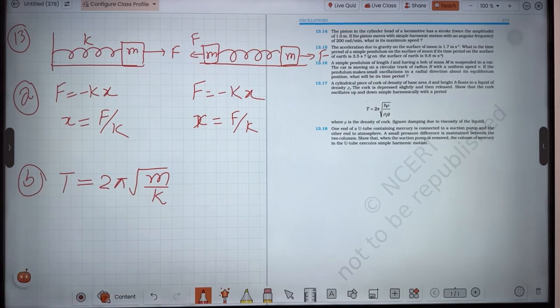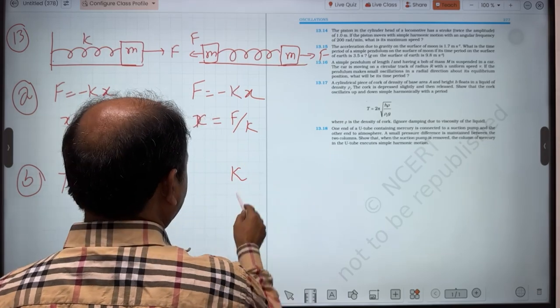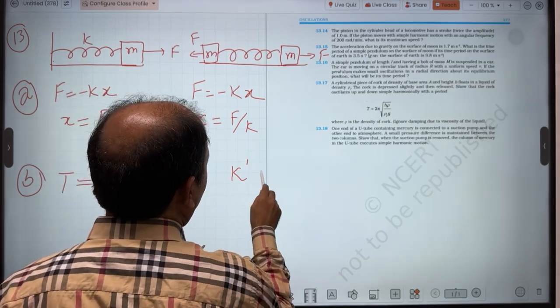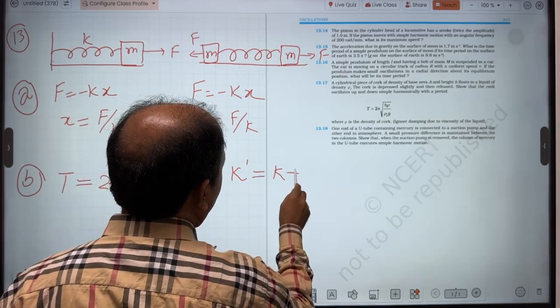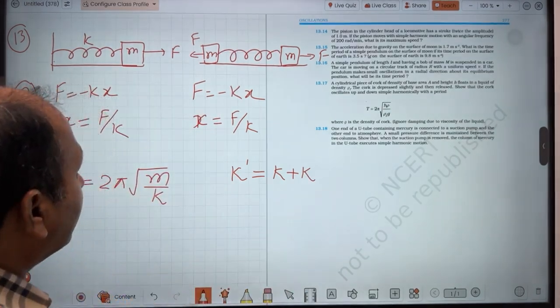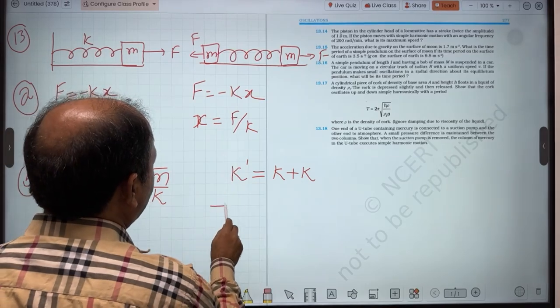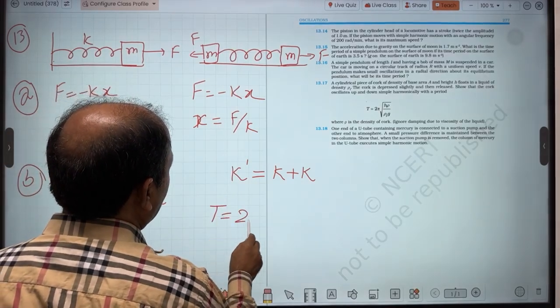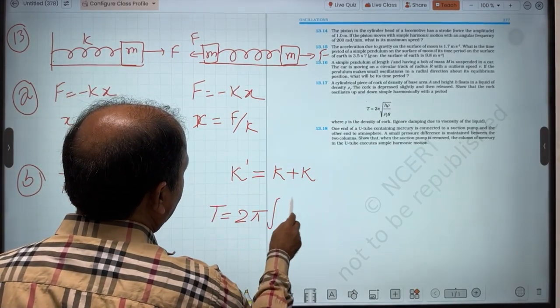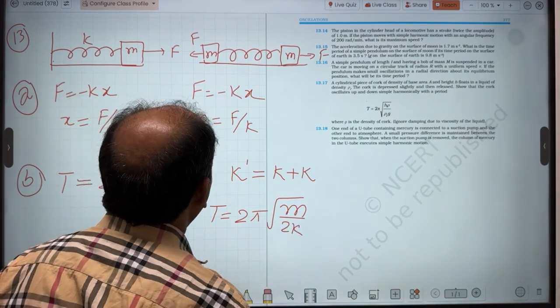But in the second case, you have to be very careful. Here K will change. So it will become, say, K dash. K dash will be K plus K. Now, the expression for time period will become 2 pi root of M upon 2K.